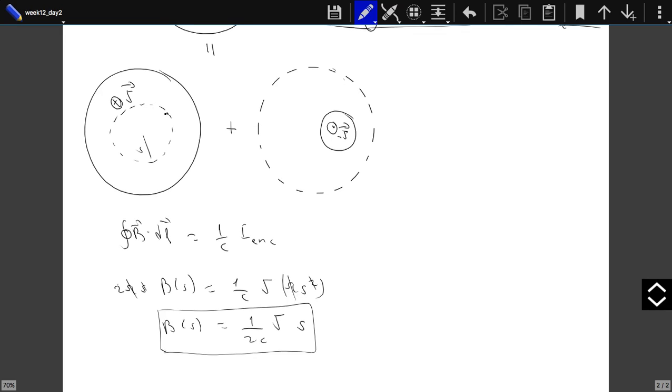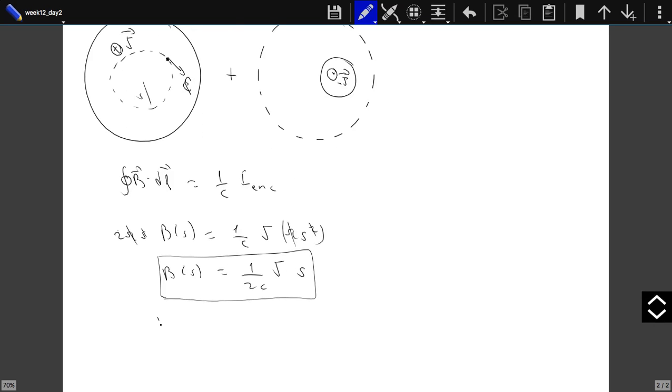Now what is the direction of the B field at this point? Which direction is phi, counterclockwise or clockwise? Clockwise. So at this point it is in this direction. Let's say this is our phi hat direction. B will be 1 over 2c J s in the phi hat direction.